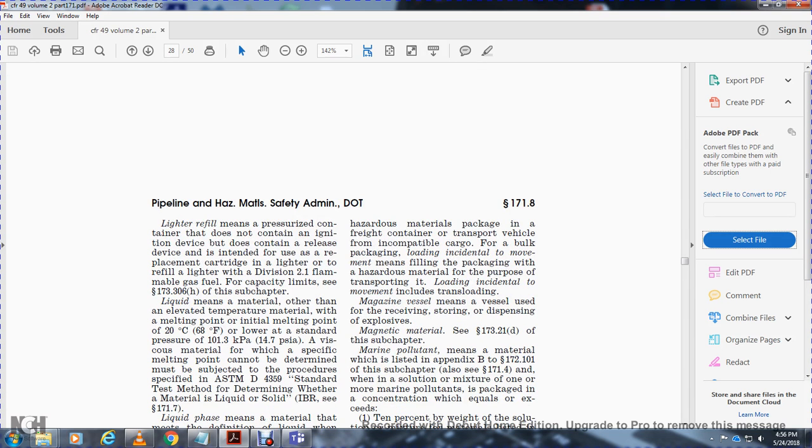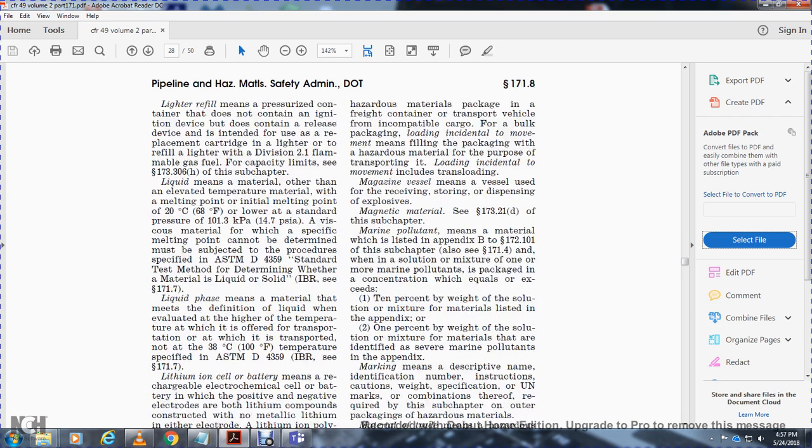Liquid means a material, other than an elevated temperature material, with a melting point or initial melting point of 20 degrees Celsius or 68 degrees Fahrenheit or lower at a standard pressure of 101.3 kPa. A viscous material for which a specific melting point cannot be determined must be subjected to the procedures of ASTM D4359, Standard Test Method for Determining Whether a Material is Liquid or Solid. See also 171.7.